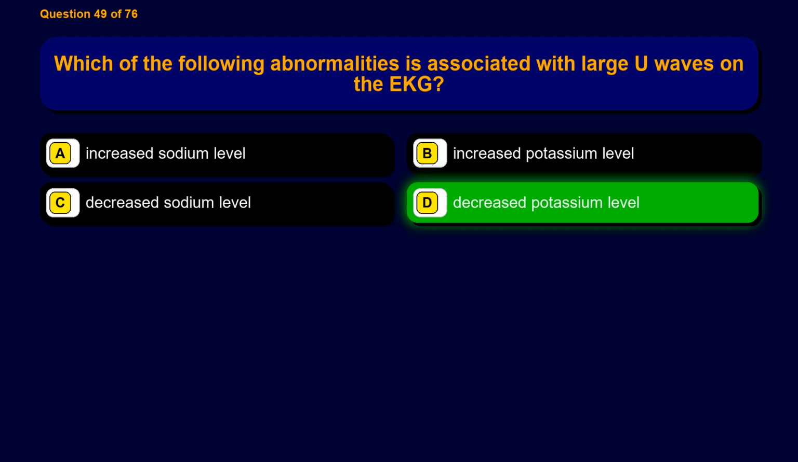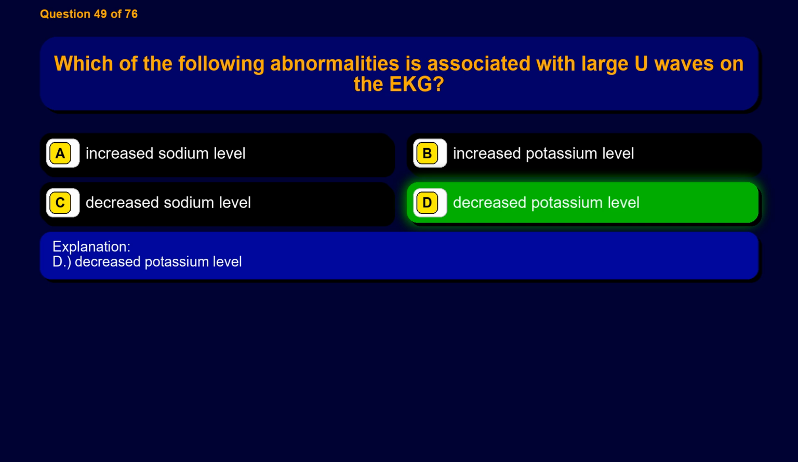The correct answer is option D, decreased potassium level.